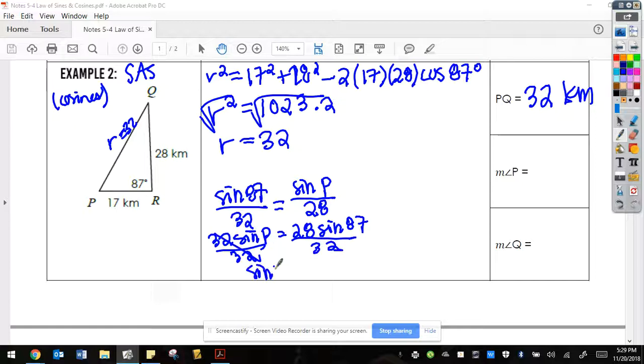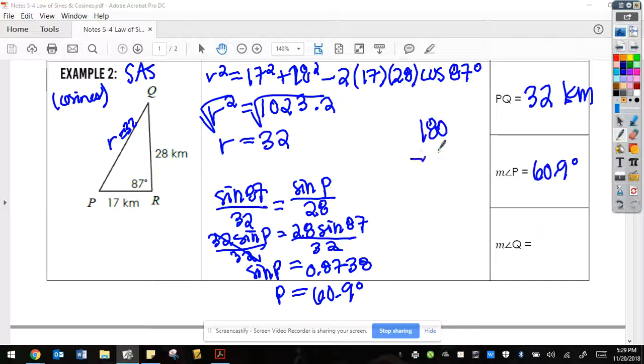you get that sine P equals 0.8738. And then to separate sine from P, remember you have to do the inverse sine. So if you take the inverse sine of this, you should get that P is 60.9 degrees. And then you have two angles, so you can find the other angle in a triangle. So you just take the others and subtract them from 180.